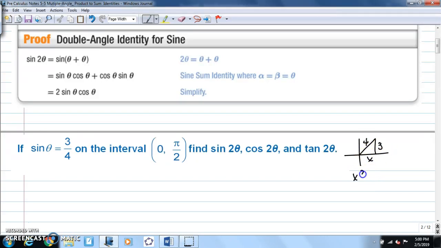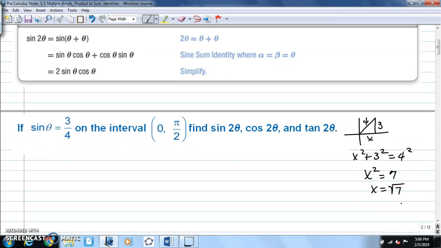So here I get x squared plus 3 squared equals 4 squared. So x squared equals 16 minus 9, which is 7. So x is the square root of 7. That's my x value there. Okay. So I'll come back to that when I need to solve for either one of these things.